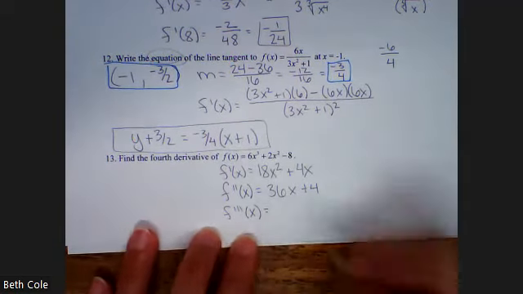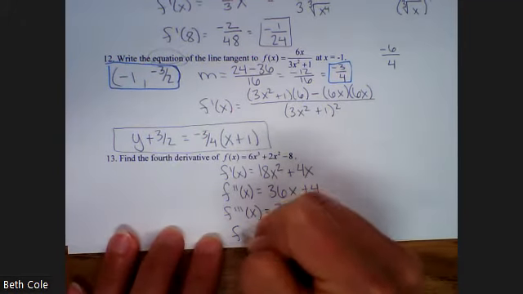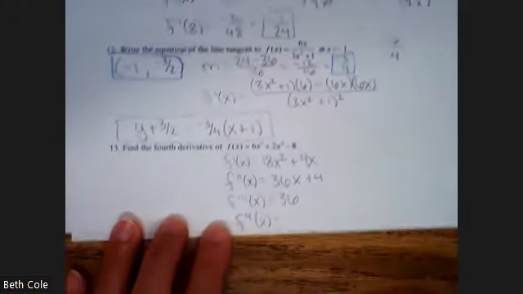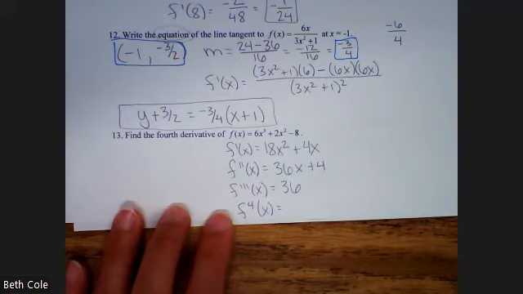Third derivative would be 36. Now, when you get beyond that, we just put the number there for the fourth derivative, which would be what? 0. So your fifth derivative would be 0, and the sixth derivative and the seventh derivative, all of them will be 0.